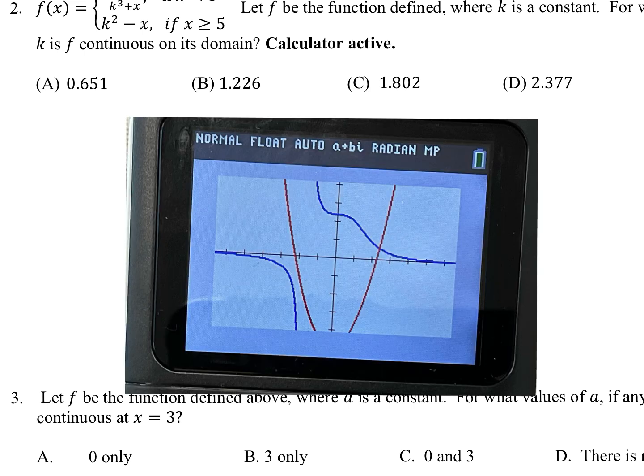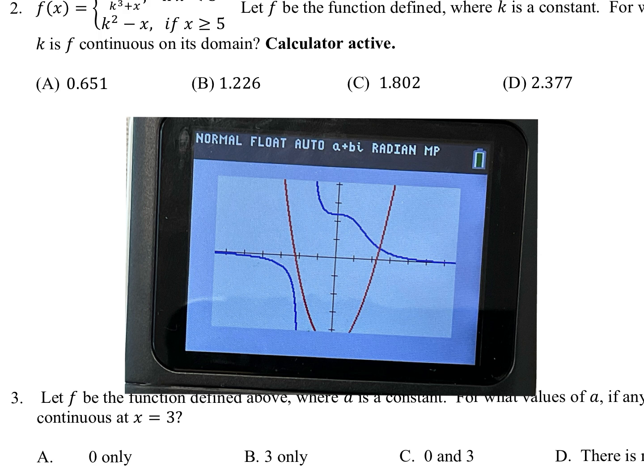So I'm going to do second trace. Option 5 is intersect. And then what does your calculator say as the options? First curve. So you want to just move your little cursor close to where they intersect and hit enter. Move your cursor again close to that intersection and hit enter. Then hit enter one more time because they want you to guess.